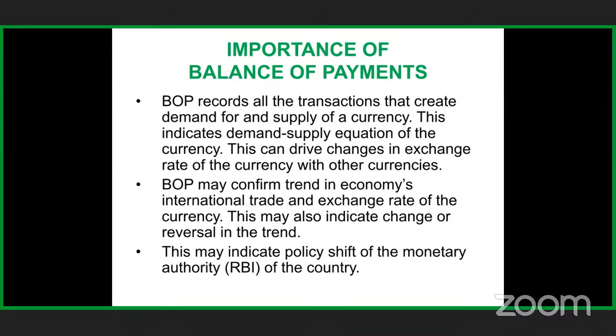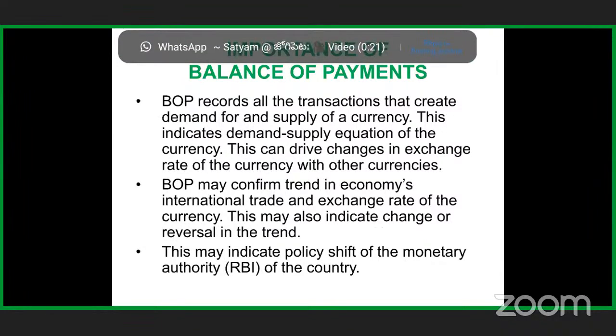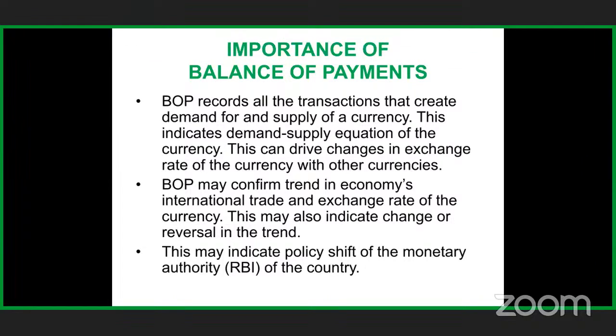So the balance of payment records all the transactions that create demand for and supply of a currency. This indicates demand supply equation of the currency. This can drive changes in exchange rate of the currency with other currencies. So we always compare the changes in exchange rate of Indian rupee with the international currency. And balance of payments may confirm trend in economies, international trade, and exchange rate of the currency. This may also indicate the change or reversal in the trend.